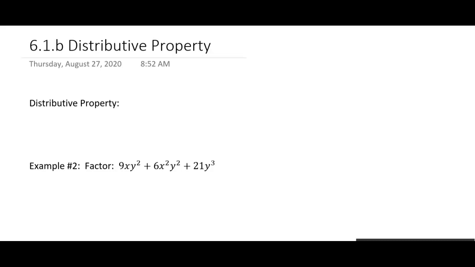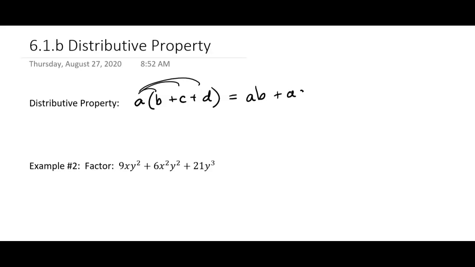So we're going to look at the distributive properties for a second. If I had something like A times (B plus C plus D), then I could distribute the A. I could multiply it in. And so it would be AB, A times B, plus A times C, plus A times D. That's an example of the distributive property.